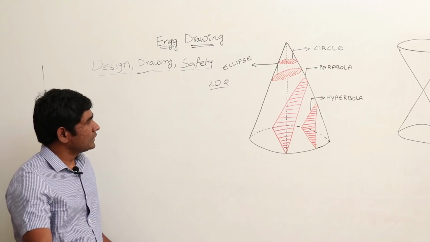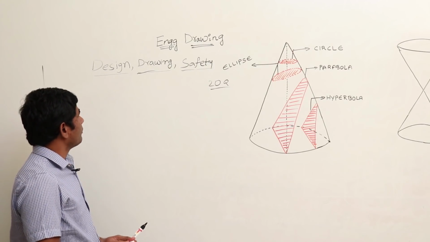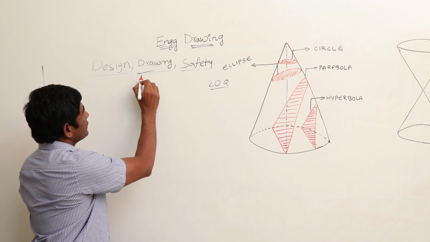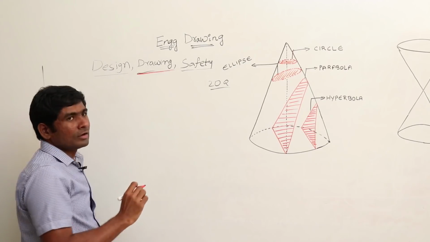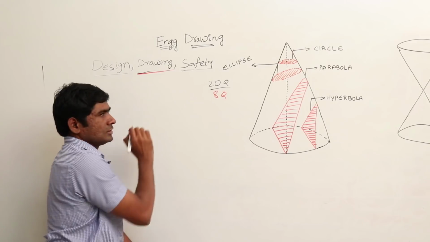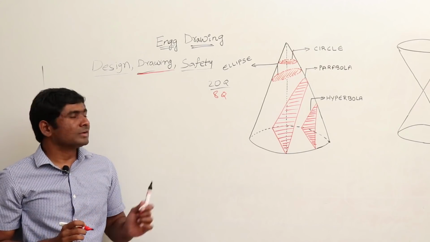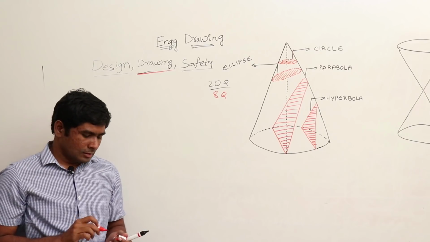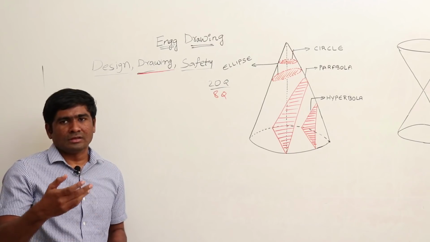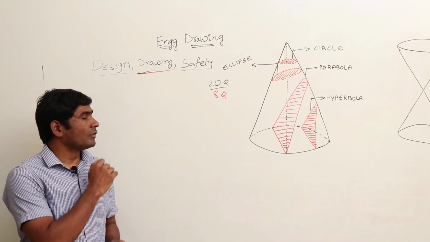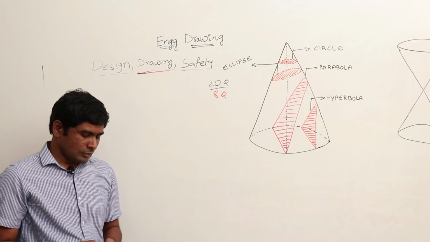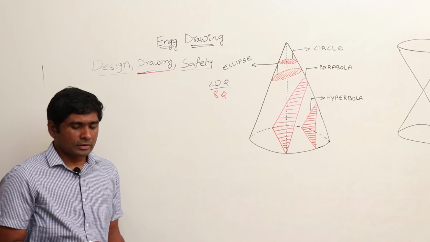Out of these 20 questions, the topic name is design, drawing and safety, and out of these three components, from drawing we got 8 questions. So this drawing part is very important here. As you know, the remaining articles we have written in terms of material, but drawing is very difficult to represent in any article. That's why we are trying to make a video for this drawing.